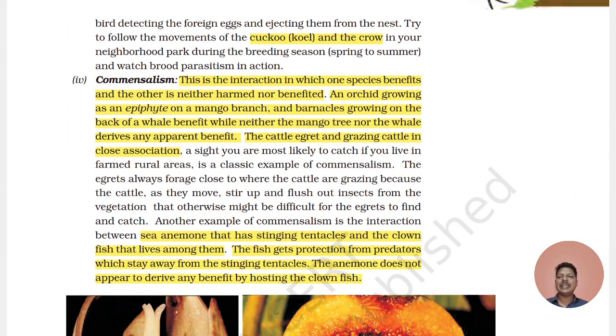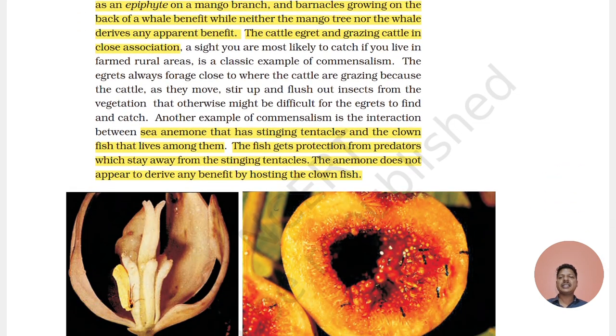Then, commensalism. This is the interaction in which one species benefits and the other is neither harmed nor benefited. That will be neutral. An orchid growing as an epiphyte on a mango branch and barnacles growing on the back of a whale benefit, while neither the mango tree nor the whale derive any apparent benefit. The cattle egret and grazing cattle in close association. Another commensalism example, the sea anemone that has stinging tentacles and the clownfish that lives among them. The fish gets protection from the predator, which stays away from the stinging tentacles. The anemone does not appear to derive any benefit from hosting the clownfish.